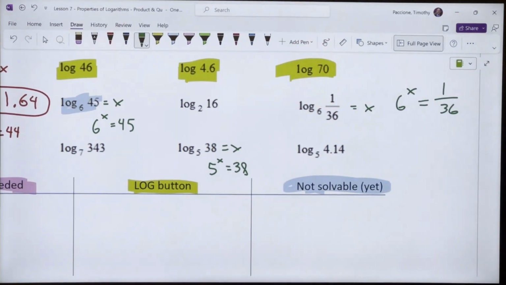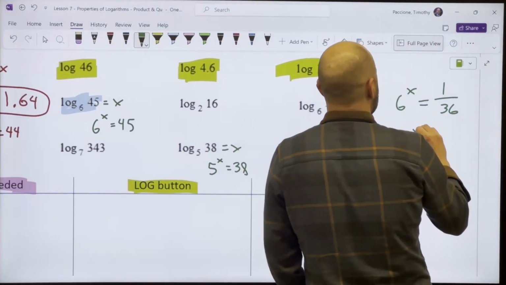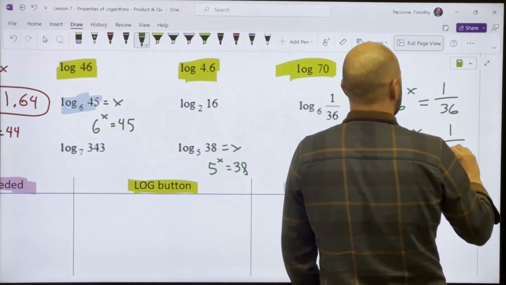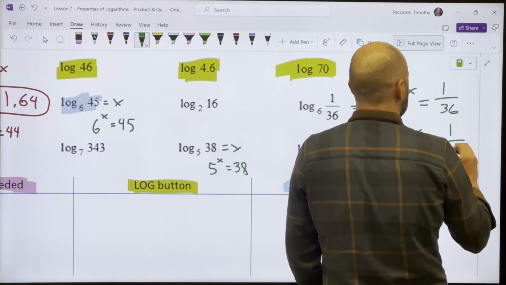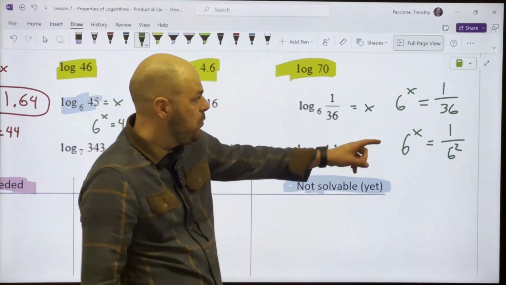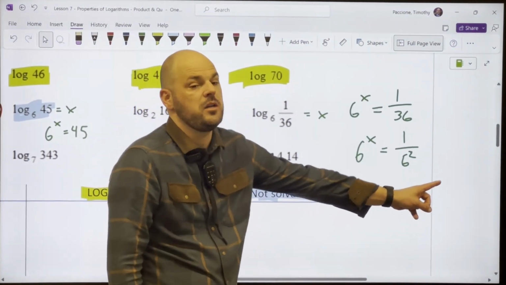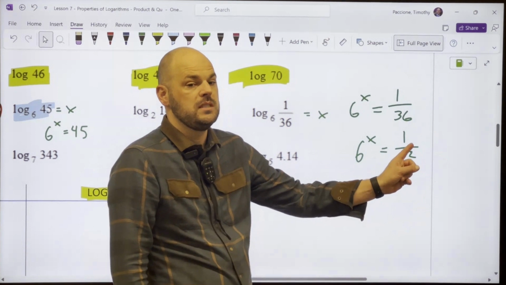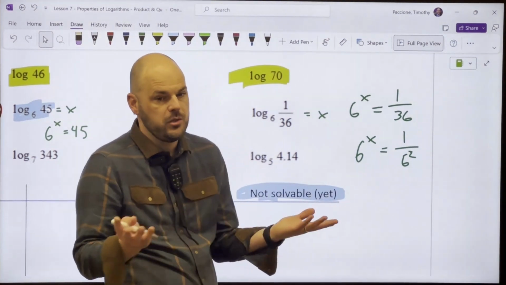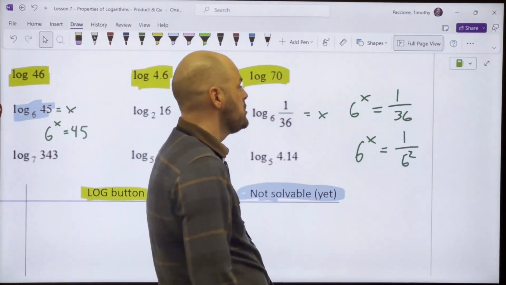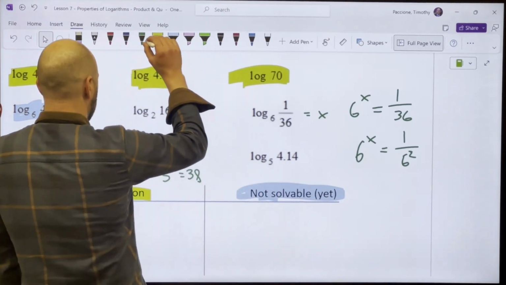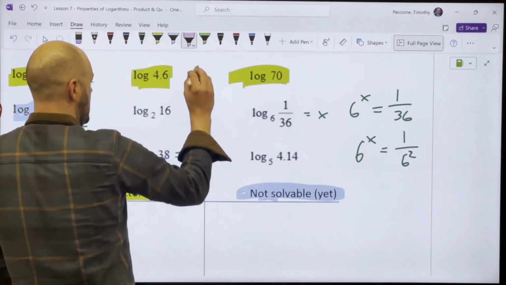It's 6 to the negative 2. Why? Oh, because it's a fraction and 36 is... I can rewrite 1 over 36 as 1 over 6 squared, right? And then 6 squared can come up top and become 6 to the negative 2, and that you could do. And now you have common bases. So this one would be... no need for a calculator.